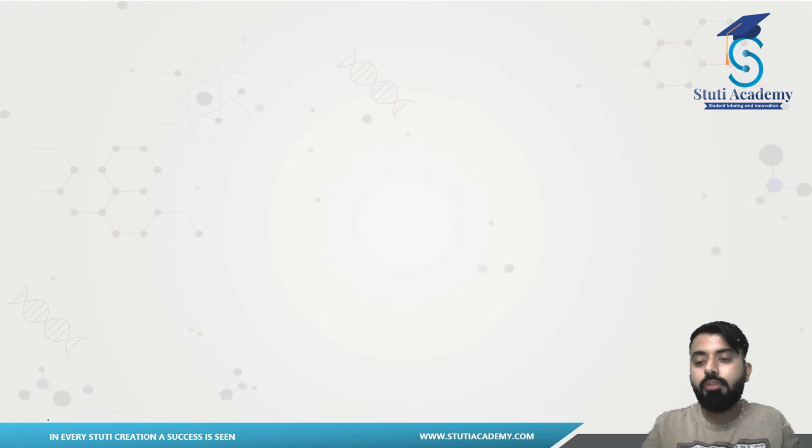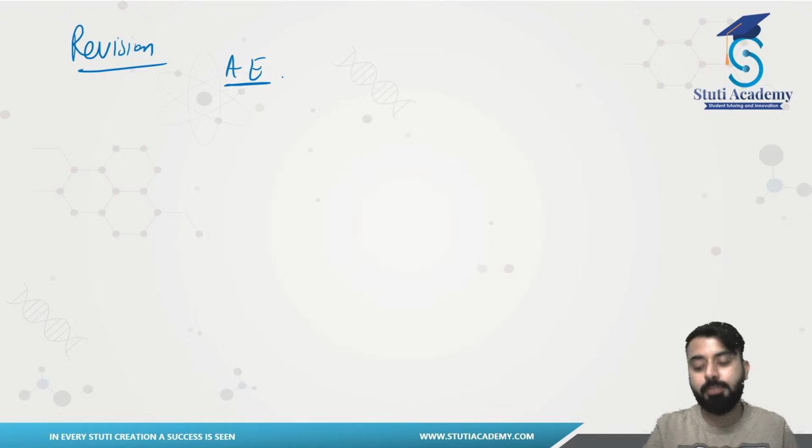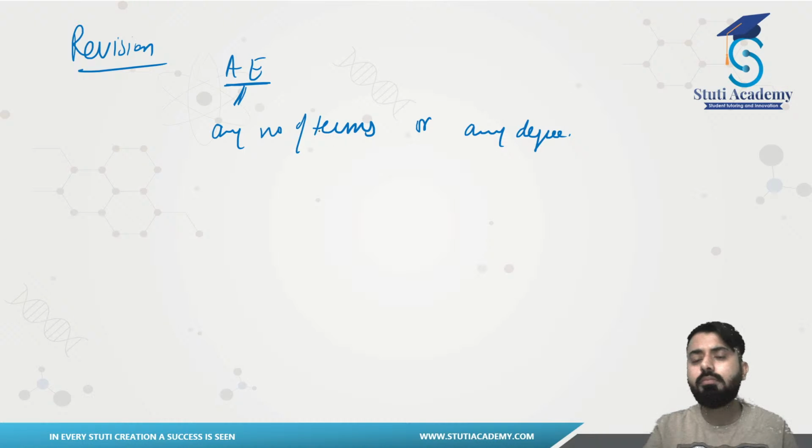Before we get to the point, always remember, we are going to revise each and everything that we have learned. So for revision, you guys remember what polynomials are, right? You guys remember their degrees. A polynomial is any algebraic expression which has any number of terms or any degree, right?